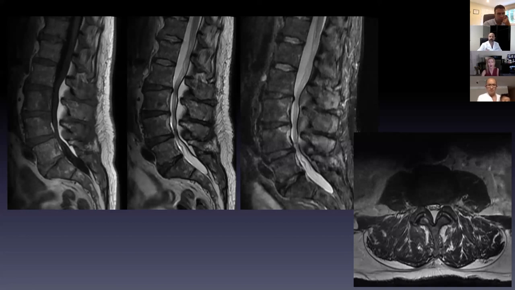Can you operate on these? This was kind of a discussion which I thought was interesting. I'd like to hear everybody's opinions. When do you do surgery on these cases? What was the chief complaint? Was it neurogenic claudication, or was it mechanical back pain, or what was the issue? I'm not sure. I think it was claudication. That sounds okay.